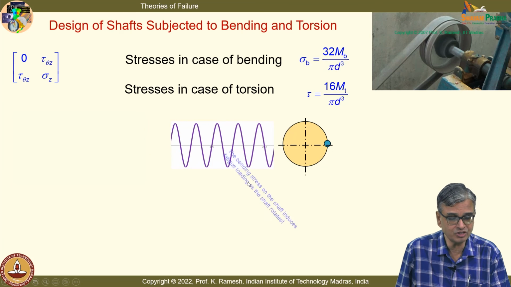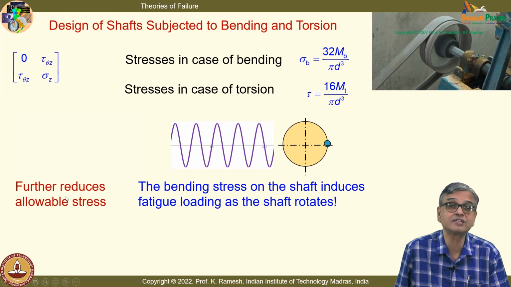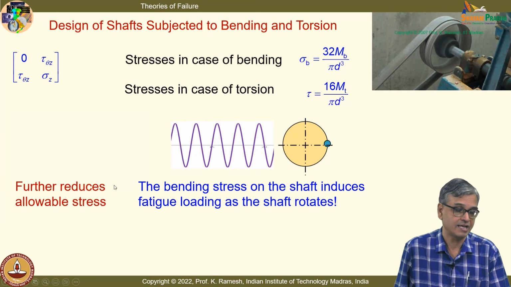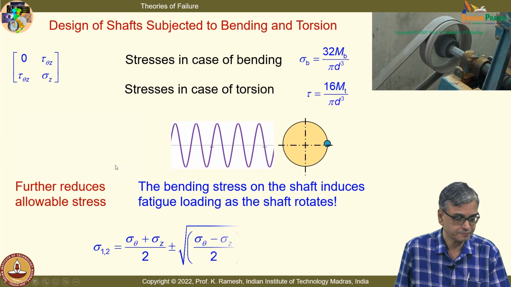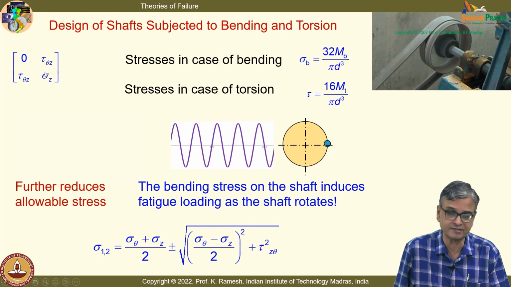And what is the consequence of this? The bending stress on the shaft introduces fatigue loading as the shaft rotates. In view of this, it reduces further the allowable stress. And all your design courses basically use the principal stresses from this stress tensor and express this in terms of your bending moment and twisting moment.